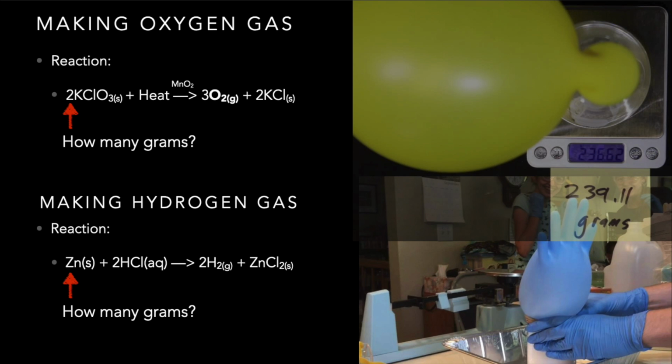The question we want to ask ourselves is, how many grams of each substance do we need to make the right amount of oxygen and hydrogen gas that we're supposed to have to do this reaction? We want to fill the glove with the right amount of gas. How much gas do we need? And how does that tell us how many grams do we need?